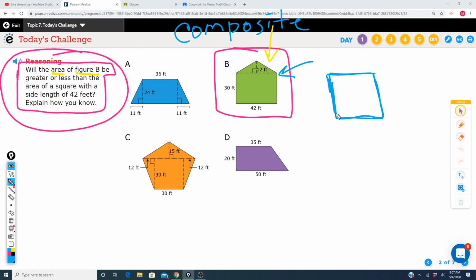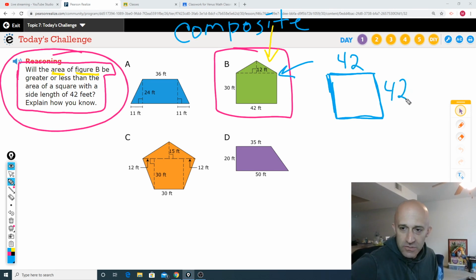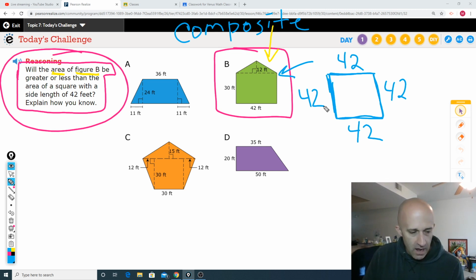And if it has a side length of 42 feet, what's one thing we have to remember about a square? A square has all four sides the same length, because a square means that all four are equal. So if this is 42, that means this is 42, this is 42, and this is 42. So when we try to find the area of a square, you're just taking your side length times your other side length.